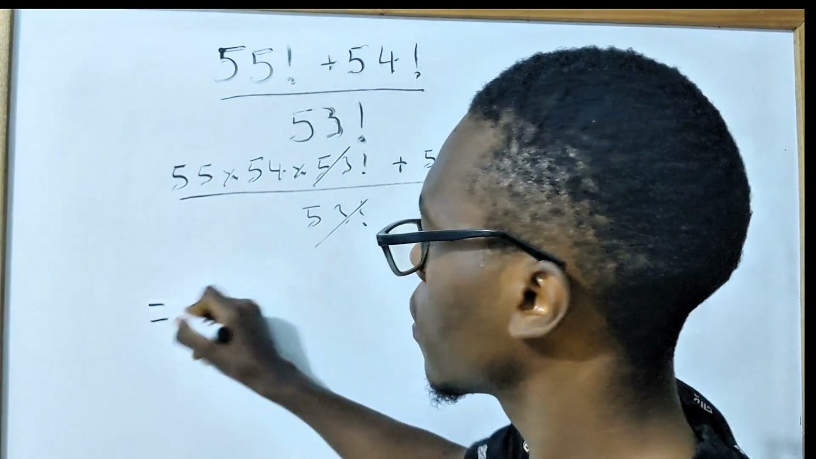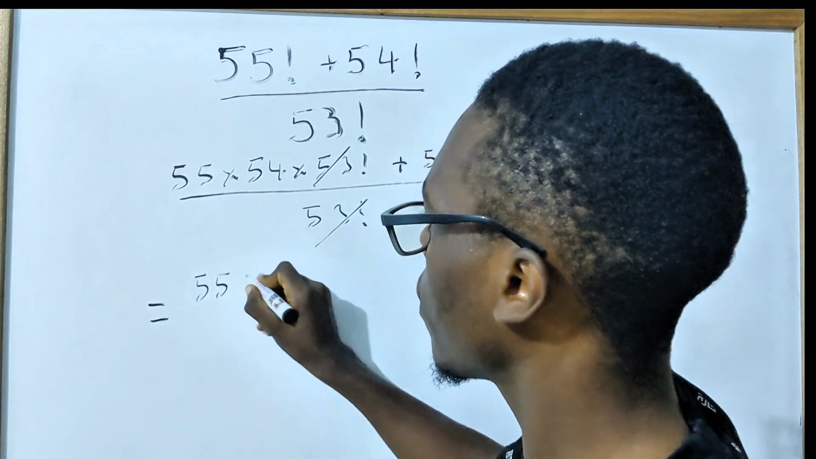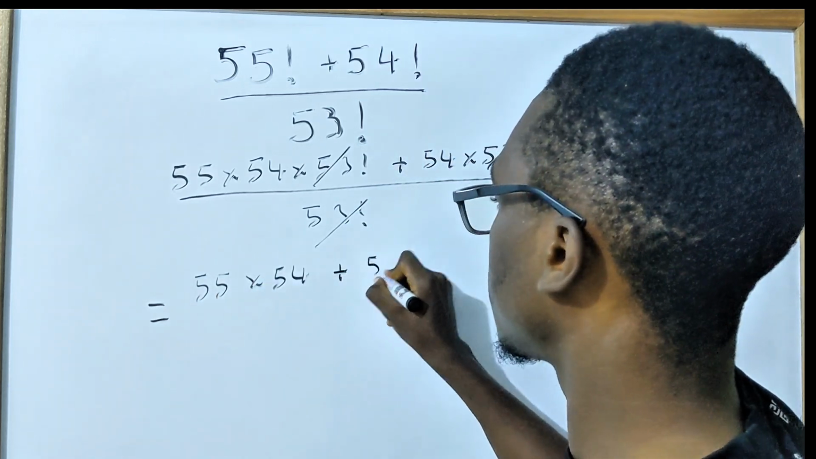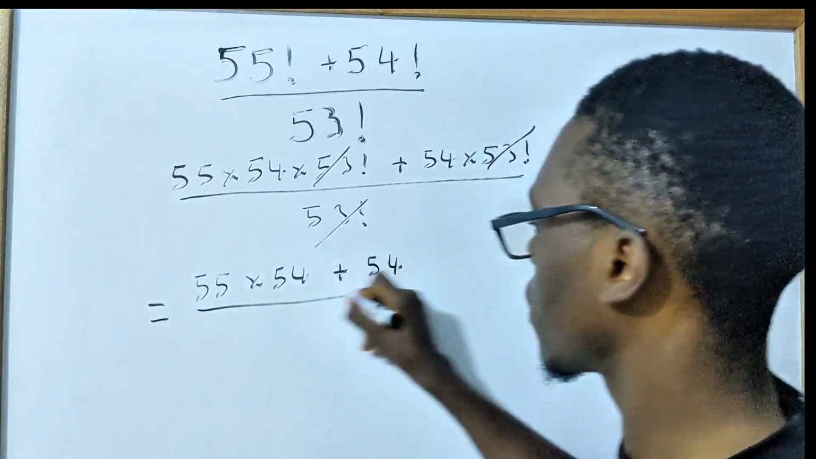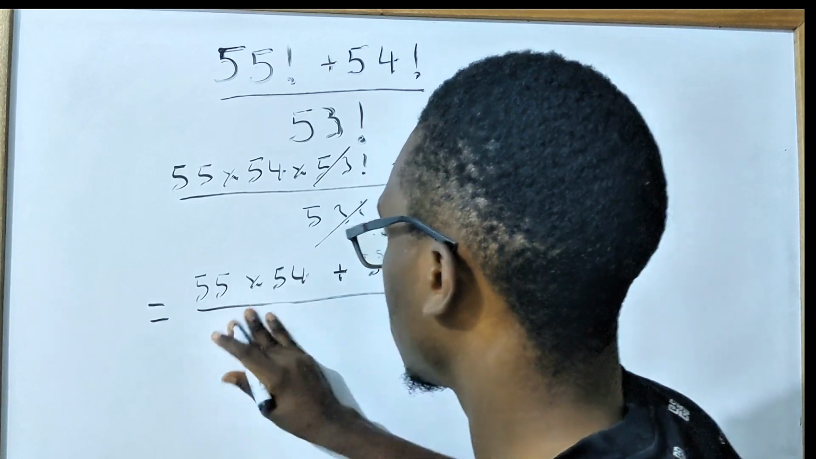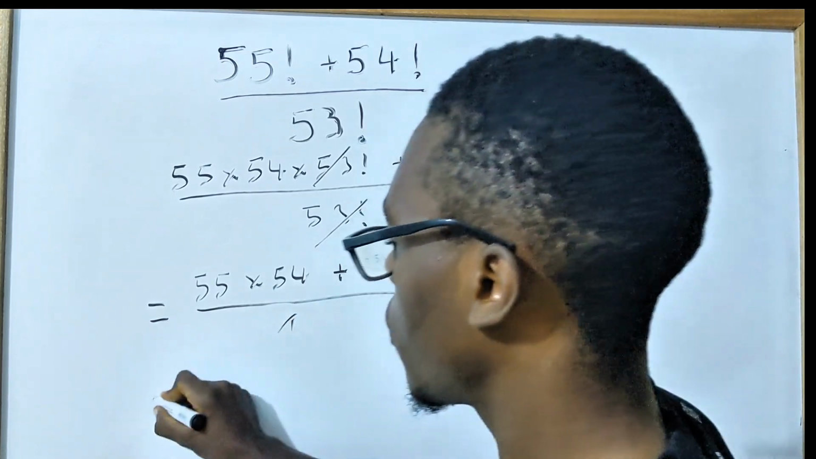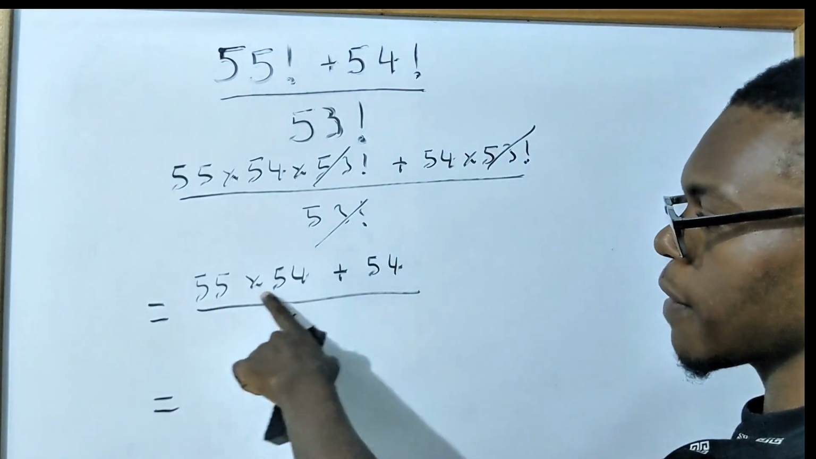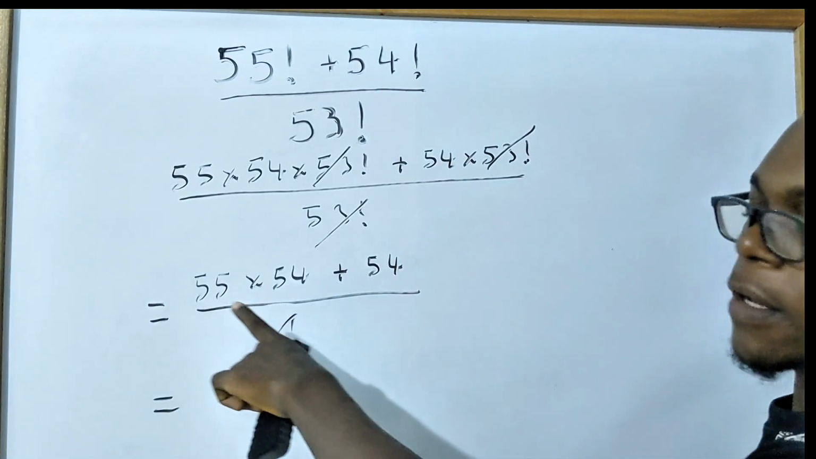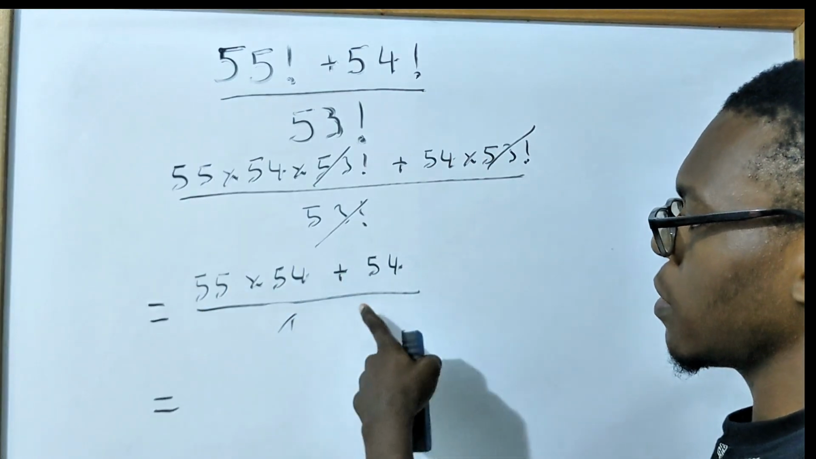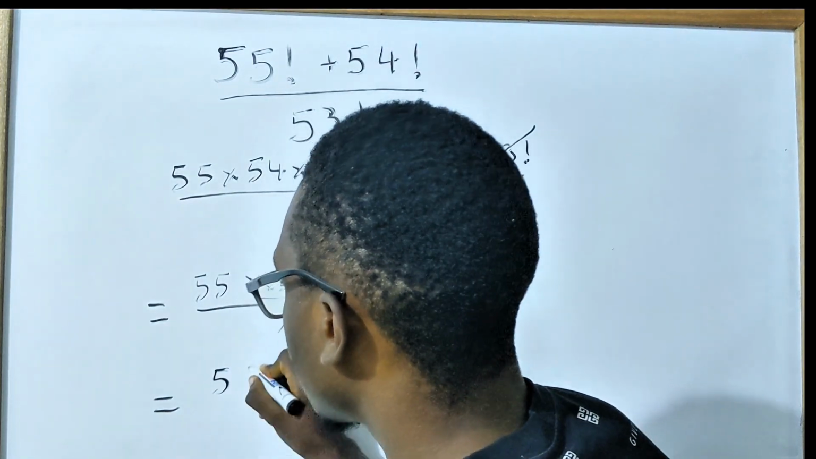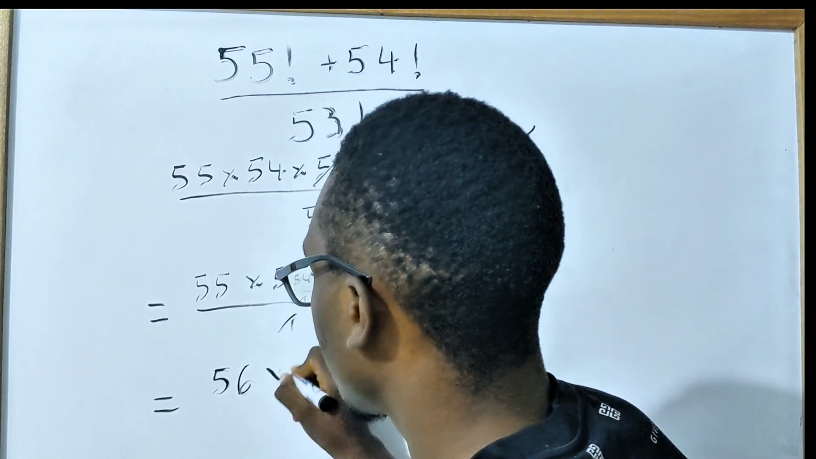Hence, we're going to have 55 times 54 plus 54, all over 1. That will be equal to 55 times 54 plus 54. This can be written as 54x plus, like 55x plus x, that will be, you can just say, 56 times 54.